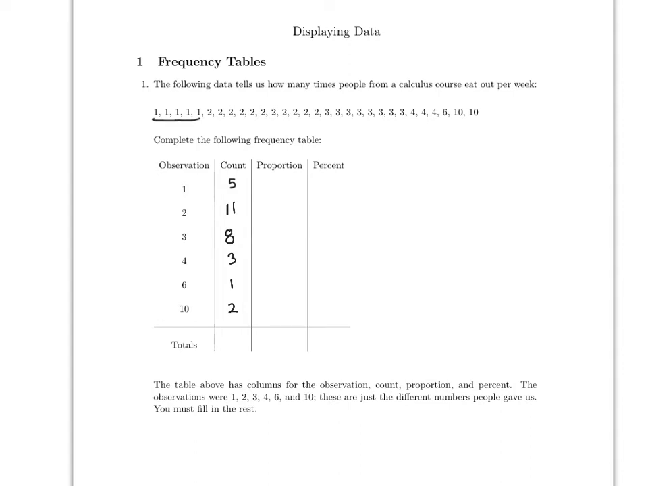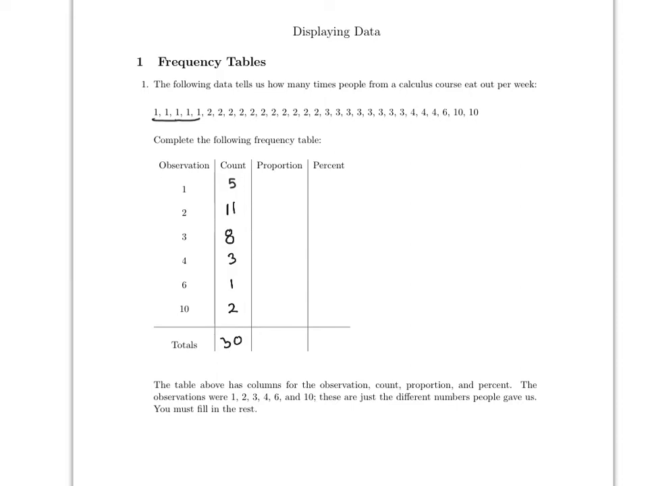And the reason we have the total at the bottom there is because now we need to know how many total people answered us. That is, in this calculus class, how many people did we have? To get that, we just go ahead and add down. So 5 plus 11 plus 8 plus 3 plus 1 plus 2. And I believe we have a total of 30 different people.